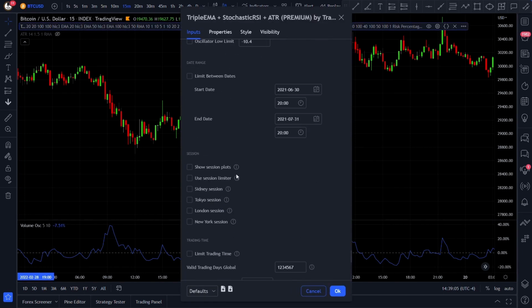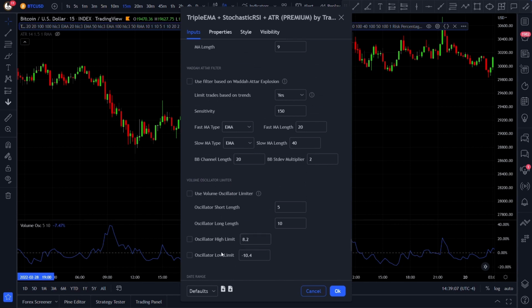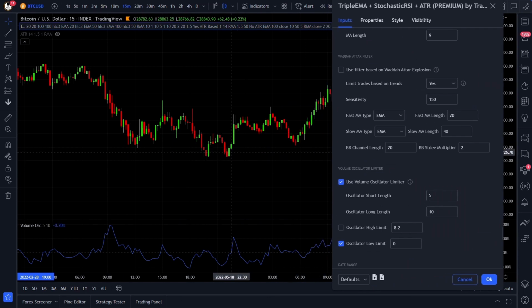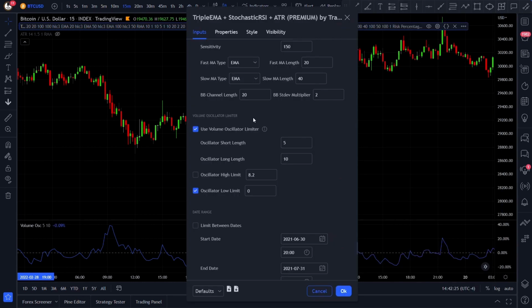So if I set a low limit value of 0%, the strategy will only enter into any position if the oscillator's value is above 0%. Let's see if it works correctly. After the script has been updated, you can see that the trade has been eliminated. And with that said, we went over all of the filters in our filter section.